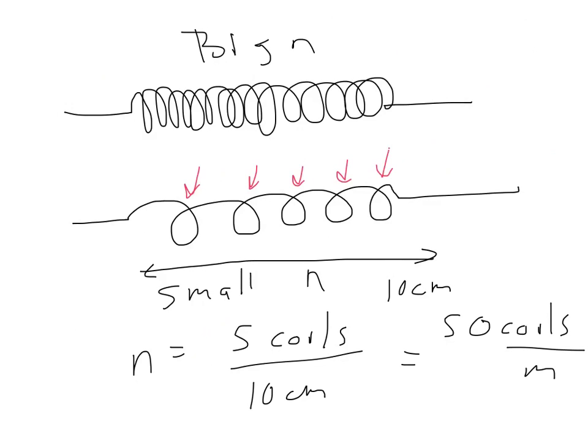So this little n then reflects the number of coils per unit length, and since we're using metric, we're going to use the meter as our unit when we're actually using this in an equation. You want to convert it to coils per meter. Alright, so that will set up.